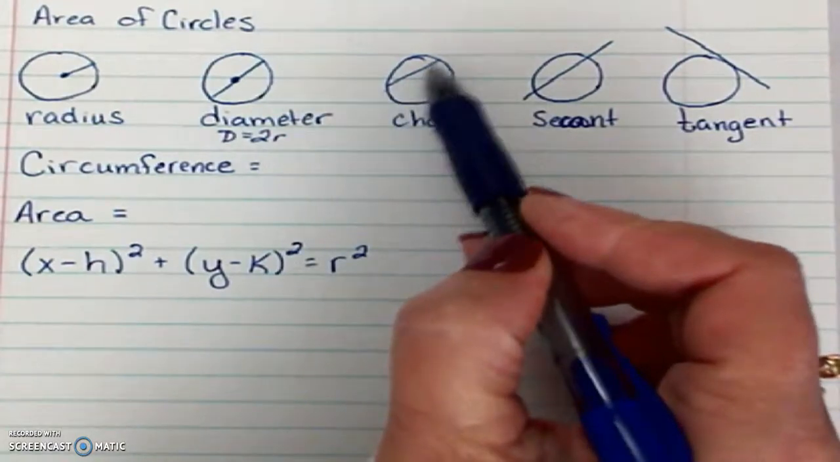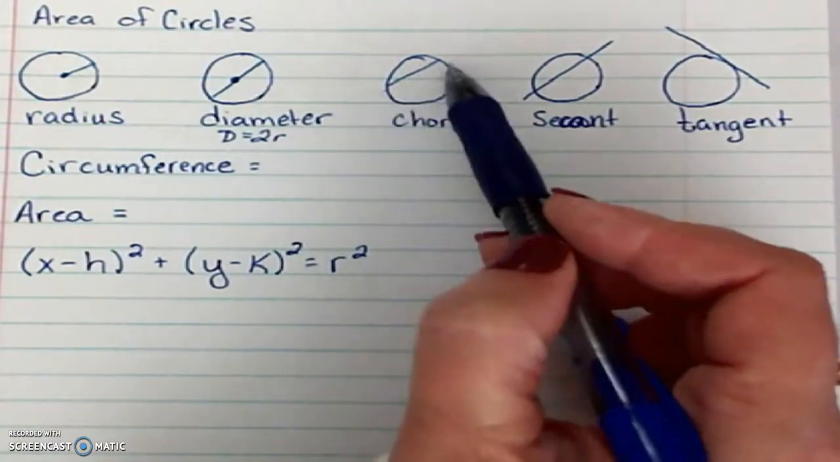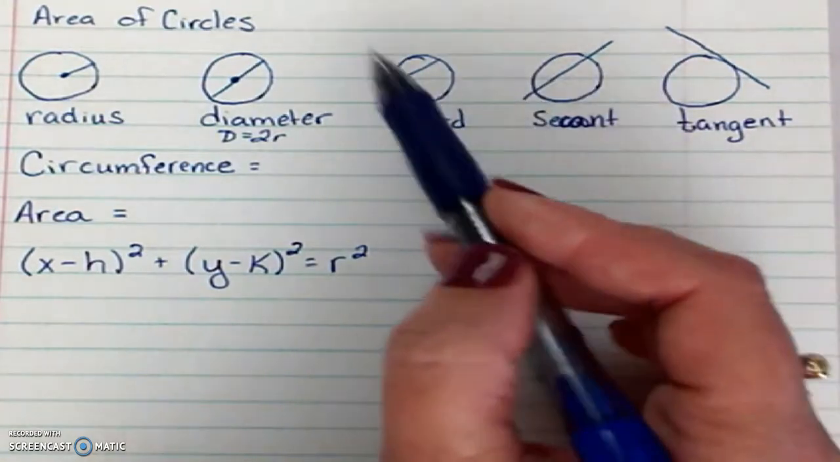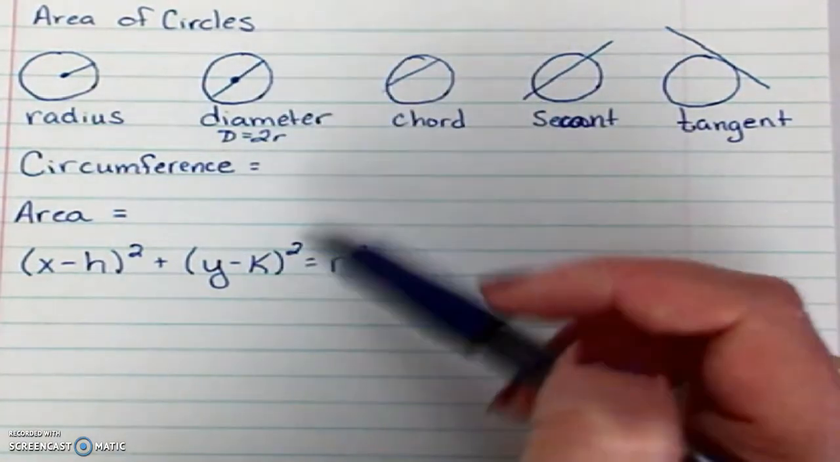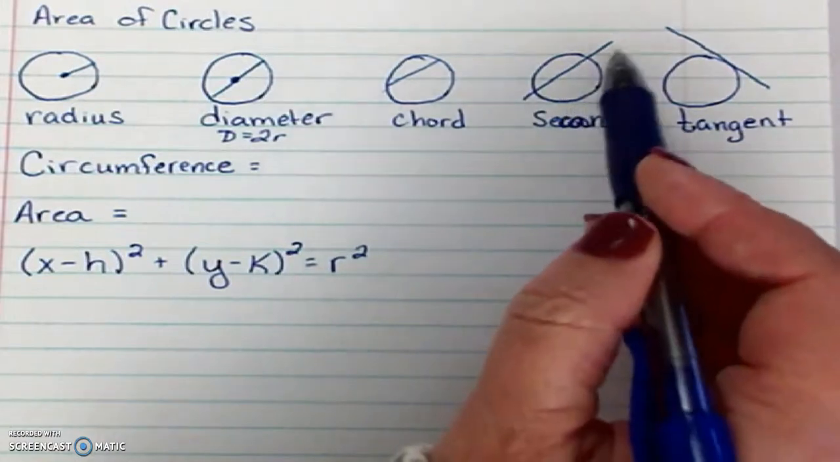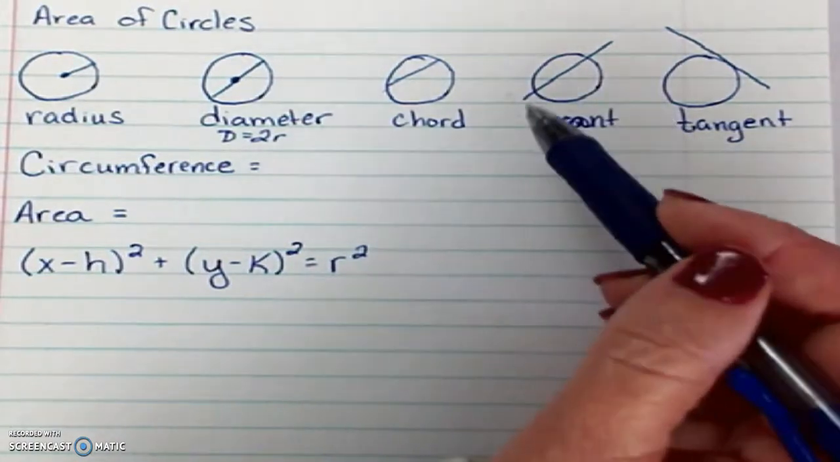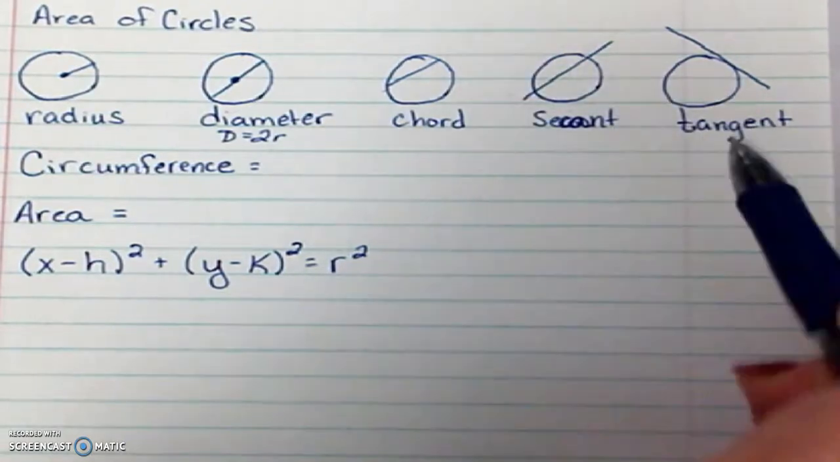A chord means that you have a line segment where the two endpoints are on the circumference of a circle. A special type of chord is the diameter. We have a secant, which is a line segment that cuts through the circle. The endpoints aren't on the circumference of the circle.